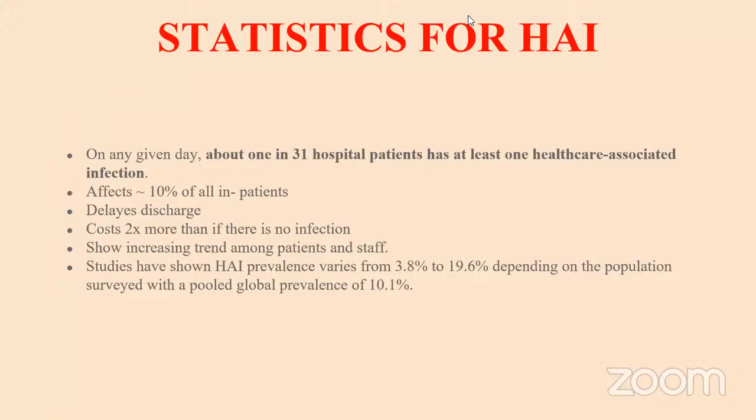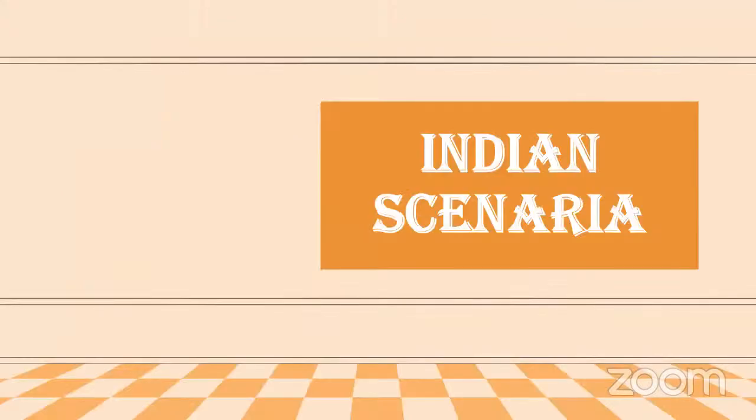Statistics for HAI. On any given day, about 1 in 31 hospital patients has at least one healthcare associated infection. It affects approximately 10% of all inpatients, delays discharge, costs twice as much as if there is no infection, and shows an increasing trend among patients and staff. Studies have shown that HAI prevalence varies from 3.8% to 19.6% depending on the population surveyed, with a pooled global prevalence of 10.1%. Indian scenario.